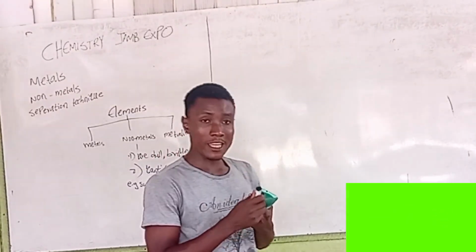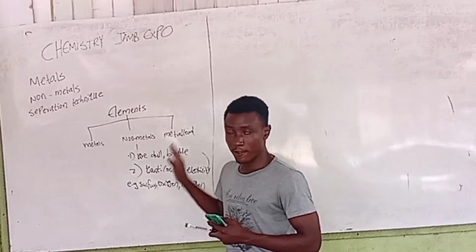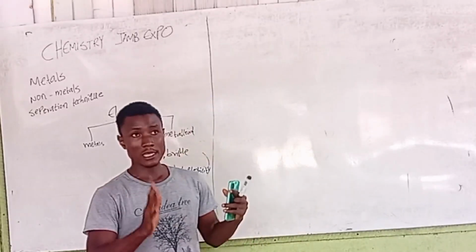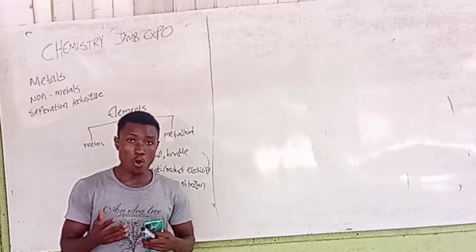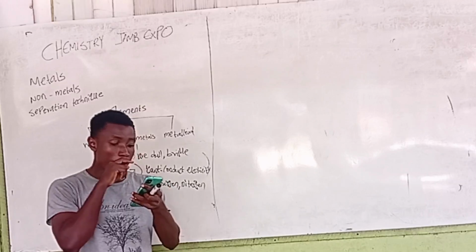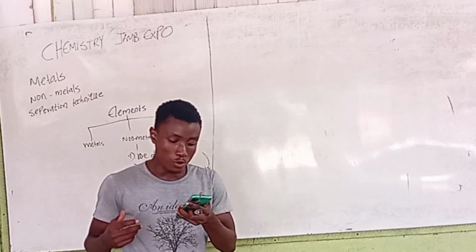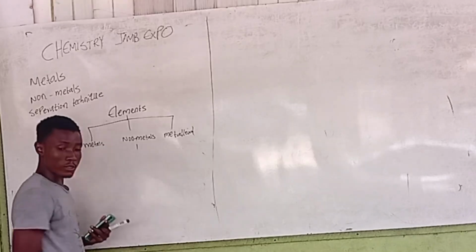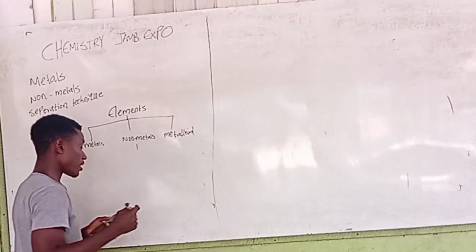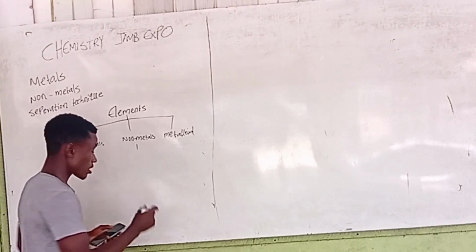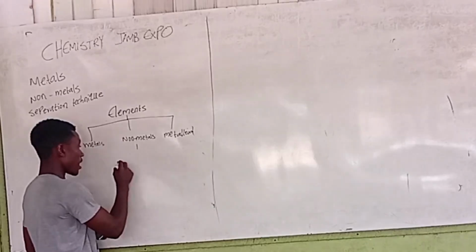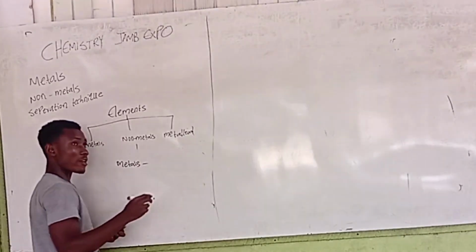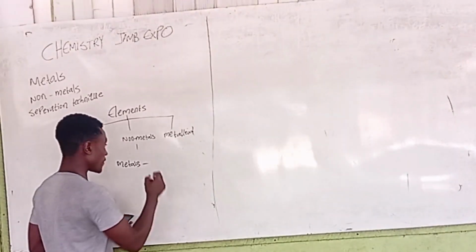Now, all these things I'm saying here, these first characteristics, are the physical characteristics of metals and non-metals, and they are the first characteristics you are supposed to know. But chemically, when it comes to chemical reactions, metals will lose electrons and form positive ions. When metals lose their electrons, they form positive ions, and that is called electropositivity.